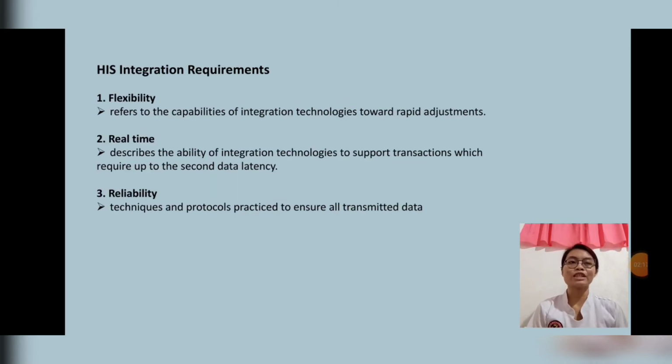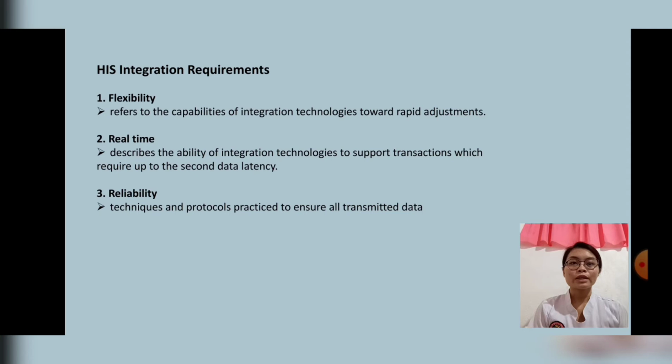So now the integration requirements. First is flexibility, which refers to the capabilities of integration technologies towards rapid adjustments. Integration flexibility is the capability to adapt, plan, and manage ongoing integration efforts to new conditions. Second is real-time, which describes the ability of integration technologies to support transactions which require up-to-the-second data latency. So different applications and databases are connected in such a way that if data in one system changes, it is simultaneously updated in all others.